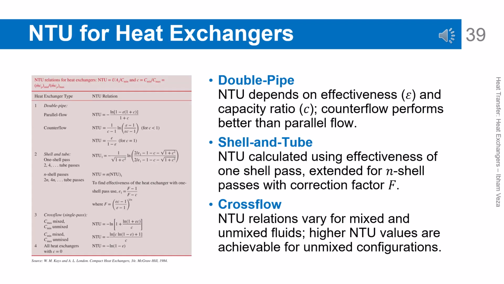NTU relations for heat exchangers. NTU relations depend on the type of heat exchanger and its flow configuration. For double pipe exchangers, the NTU value is determined by effectiveness and heat capacity ratio, with counterflow always performing better than parallel flow. For shell and tube exchangers, NTU is calculated based on one shell pass and then extended to multiple passes using a correction factor. For cross-flow exchangers, NTU relations differ between mixed and unmixed fluid conditions. This concept completes the overall effectiveness NTU method framework.